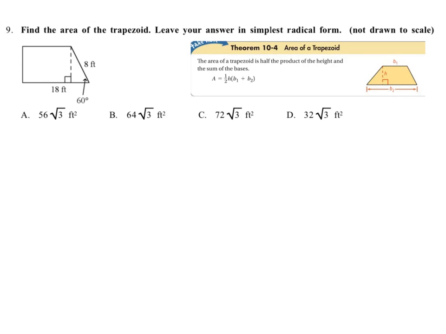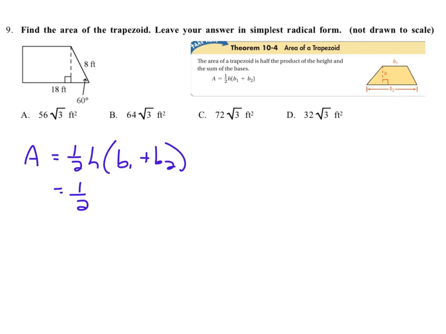Okay, the area of a trapezoid formula says this. It says area equals 1/2 the height times base 1 plus base 2. So we need to know all that information if we're going to calculate the area. Okay, so let's look at what we know.